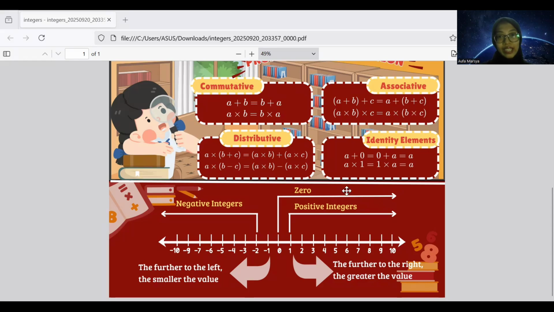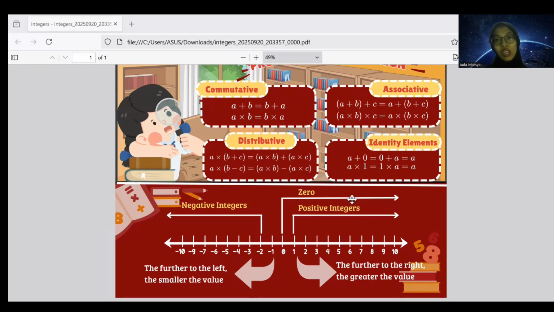The last one, there's the integer line, which contains the 3 sets I mentioned earlier: positive integers, 0, and negative integers. From this number line, we can see that for positive integers, the further to the right, the greater the value. And then negative integers, the further to the left, the smaller the value.